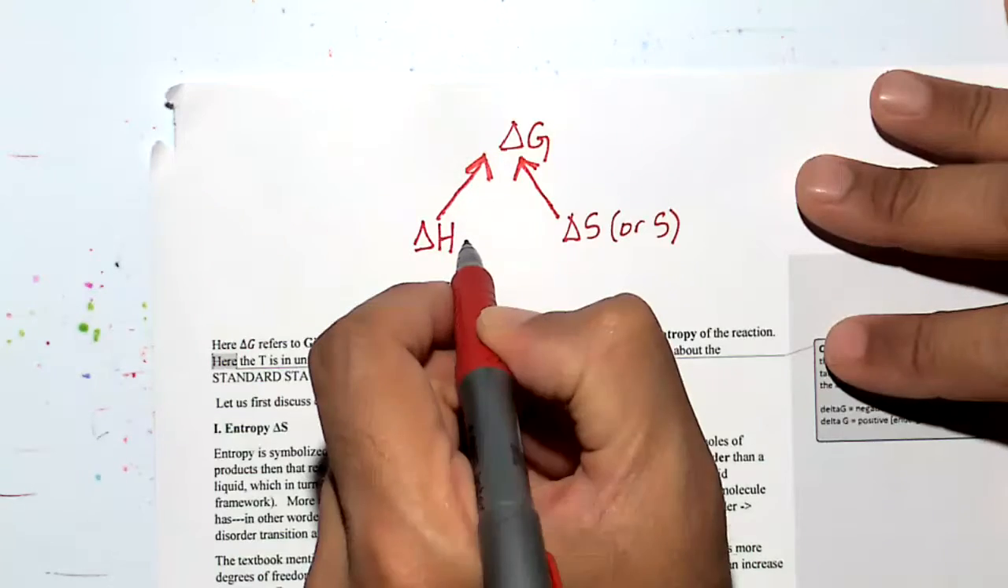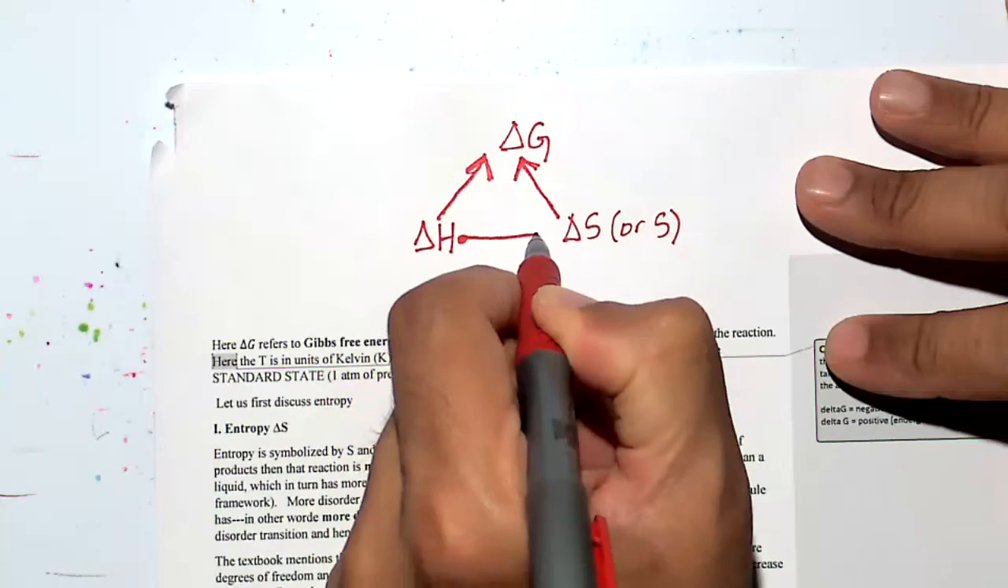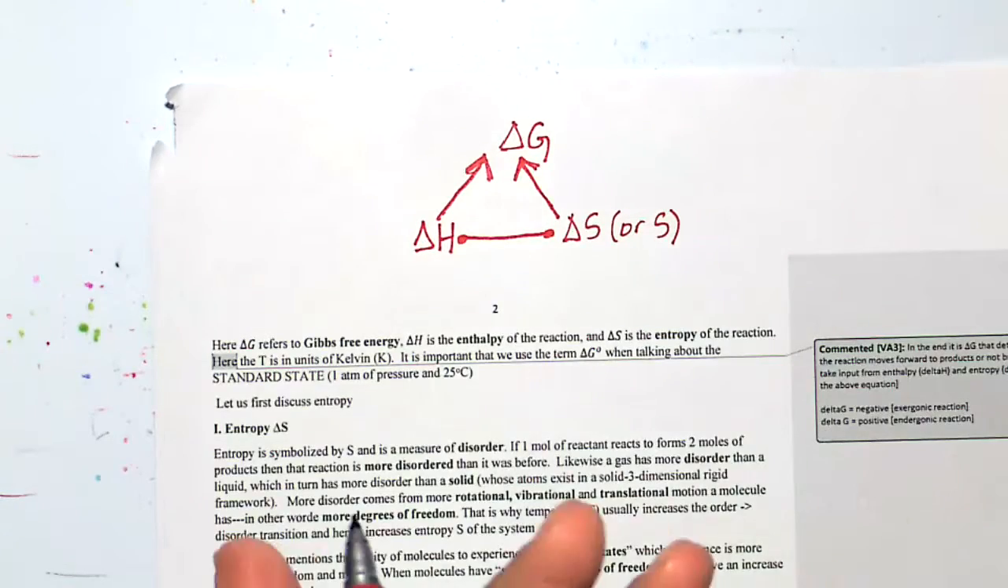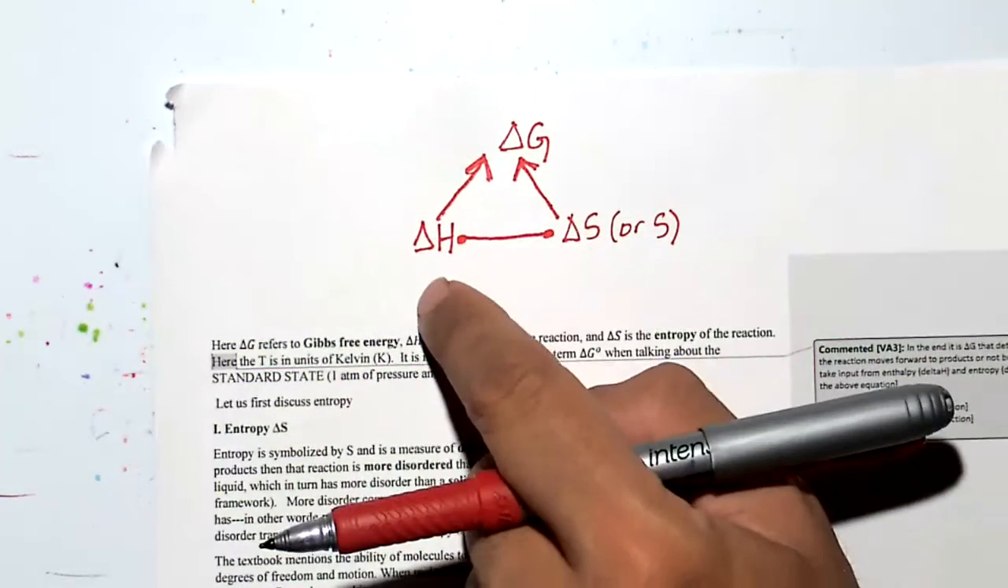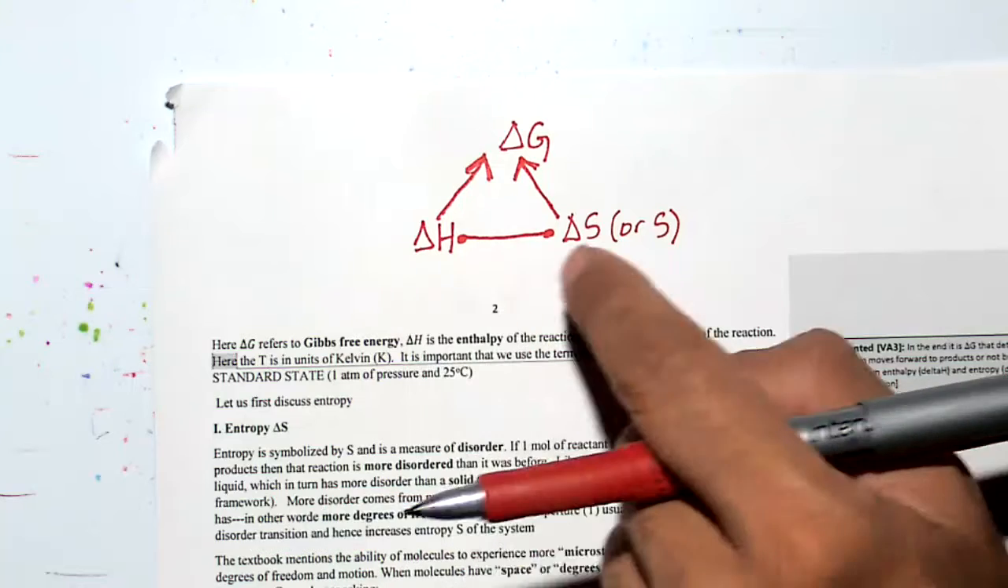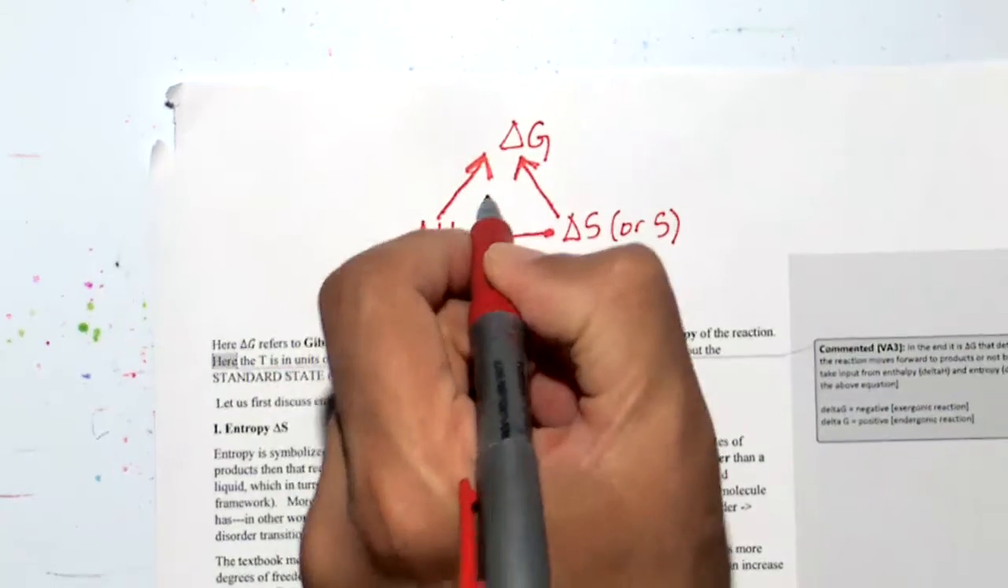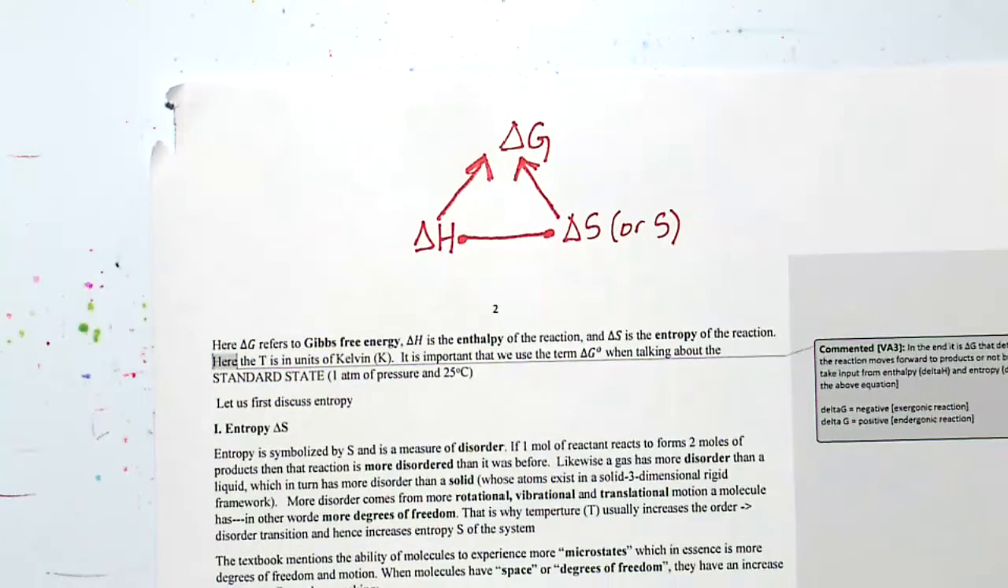All right, and delta H and delta S influence a reaction, whether it's going to move forward. Is the reaction going to release heat? Yes or no. Is the reaction moving towards order or disorder? Yes or no. And then at the center of this is temperature.